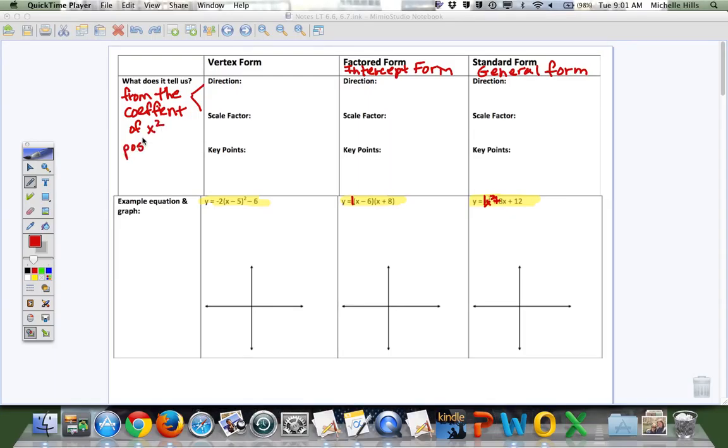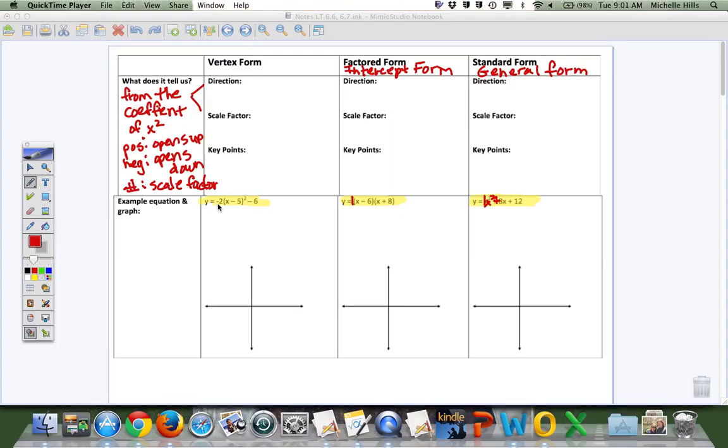If it's positive, it opens up. If it's negative, it opens down. And the number, not ignoring the positive or negative, is the scale factor. I'll talk a little bit more in just a minute about what the scale factor tells us.